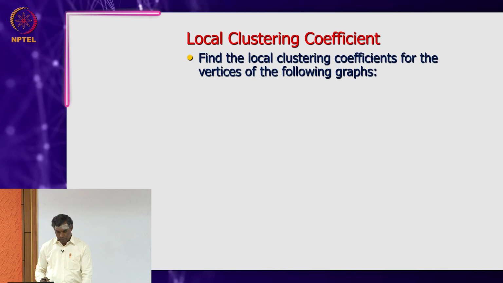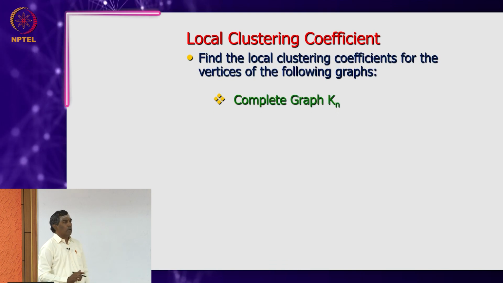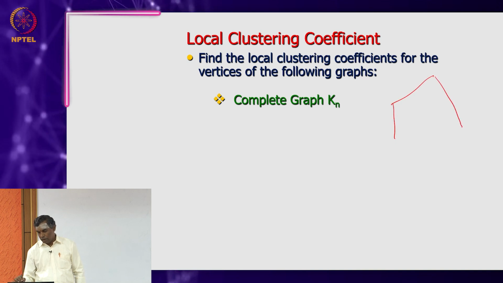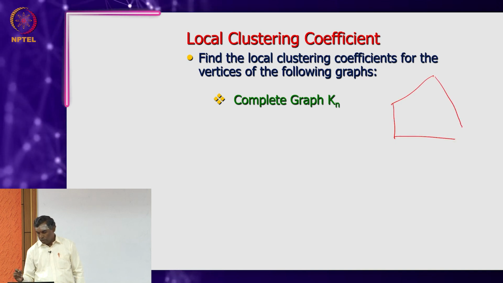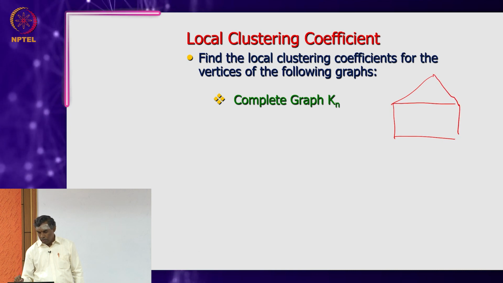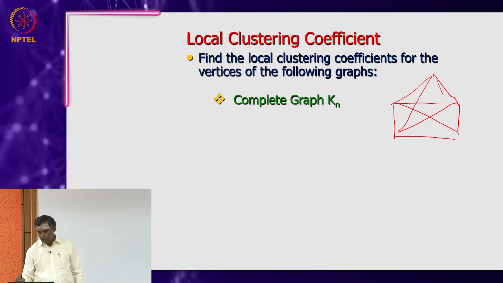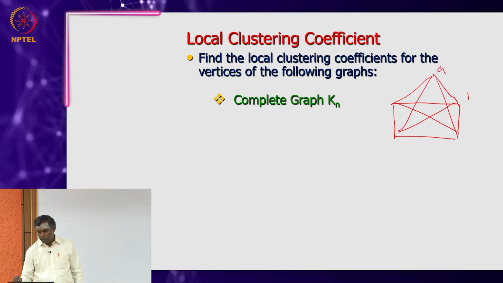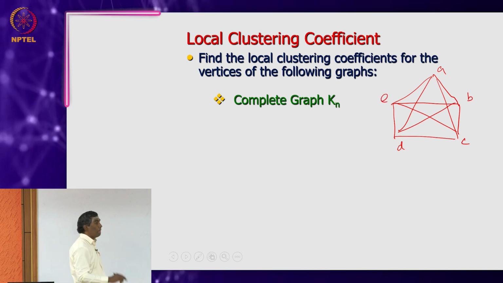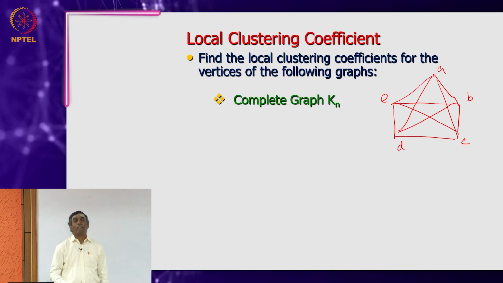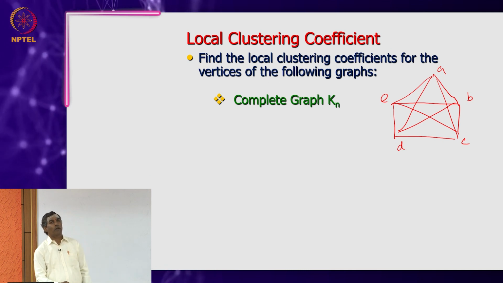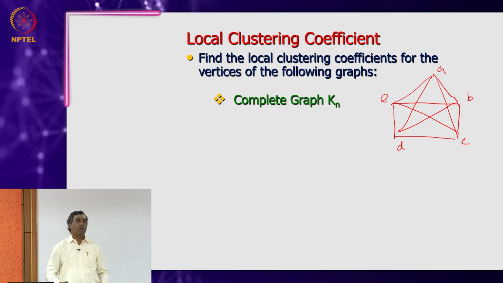Let us take Kn, a complete graph. Probably I will draw K5. Maybe somebody can help me: what is the clustering coefficient of A, B, C, D? Clustering coefficient of A. Immediately you can guess it. How many neighbors does A have, including 5? How many edges are there between the neighbors?